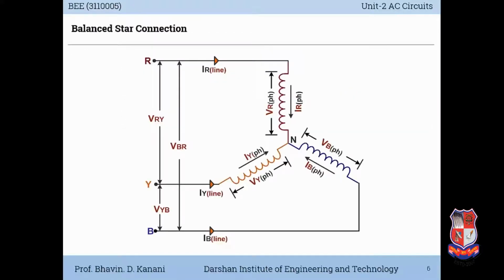Now consider this balanced star configuration. Let us try to understand all these terminologies one by one. Let us start with line voltage.